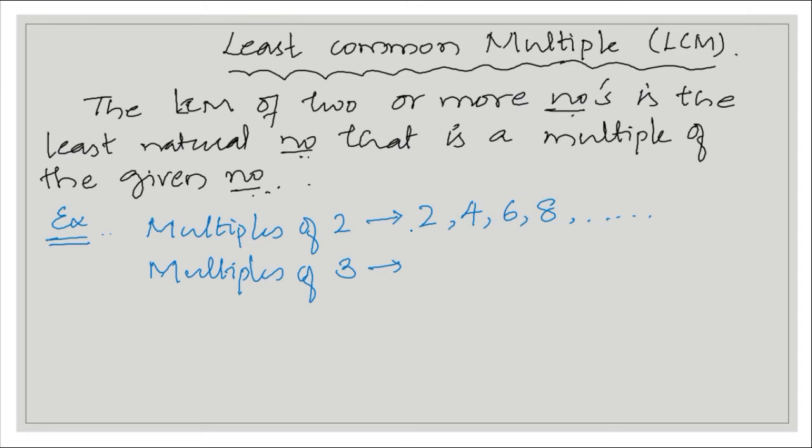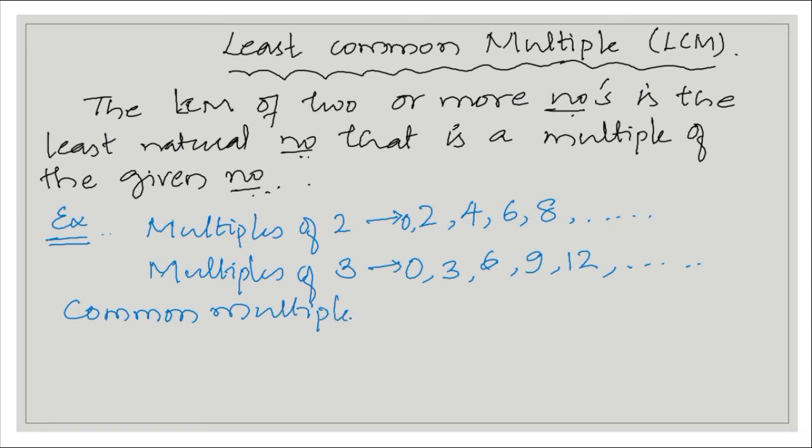Multiples of 2 are 2, 4, 6, 8, and so on. And if you observe, 0 is also a multiple. Same way, 0, 3, 6, 9, 12, and so on. These are the multiples of 3. Let me write down the common multiples. What are the common multiples? The common multiples are 0, 6, 12, and so on.